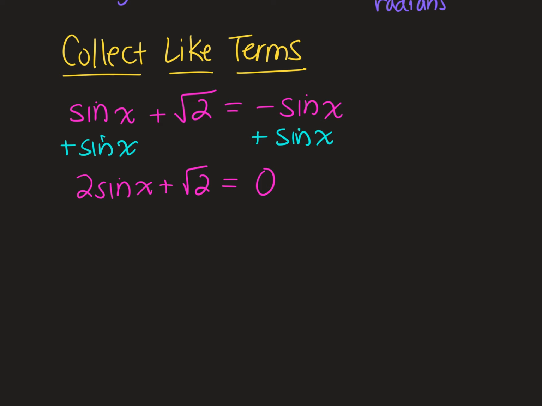All right, so our first strategy was to collect like terms. Any questions on that one before we go on to our second strategy? All right, our second strategy is to use square roots. That's our second strategy. Let's see, the equation I want to use for that one is 3 tangent squared of x minus 1 equals 0.